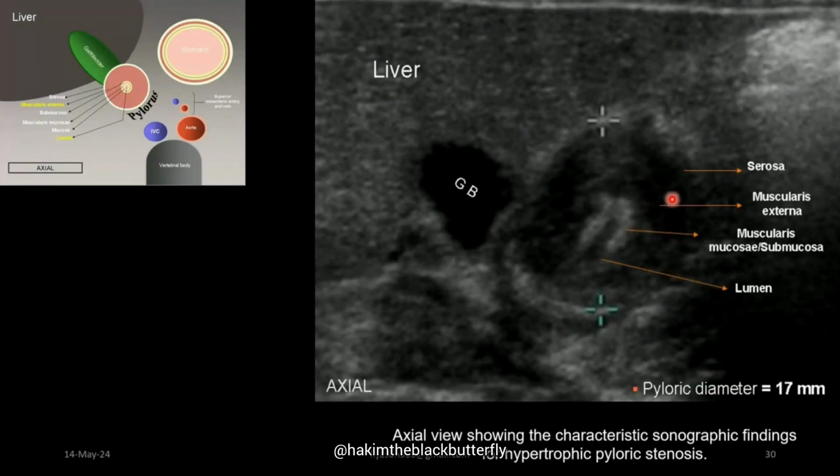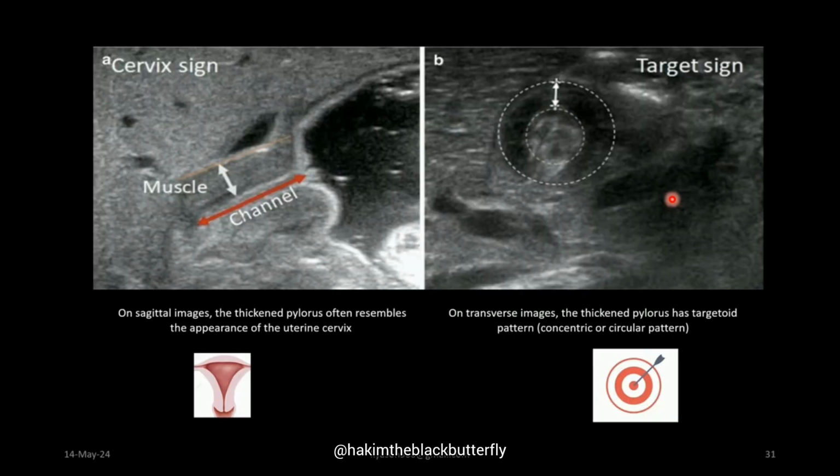Furthermore, this slide is showing you more important sonographic findings of pyloric stenosis. You can see this is your stomach, of course. This is your pylorus, and you can see the hypertrophy of the pylorus very well. And this pylorus is going to look like the cervix. You know the cervix, that lower portion of the uterus? Normally it has a slit channel, okay?